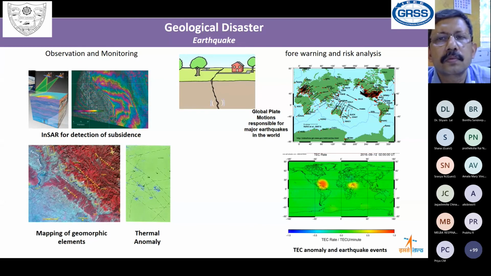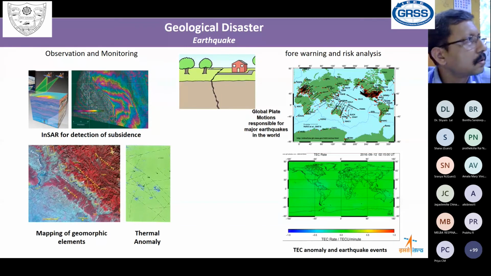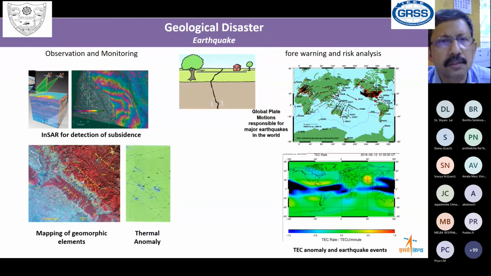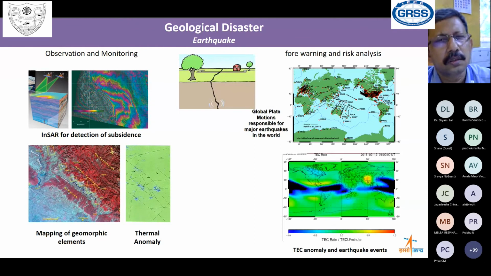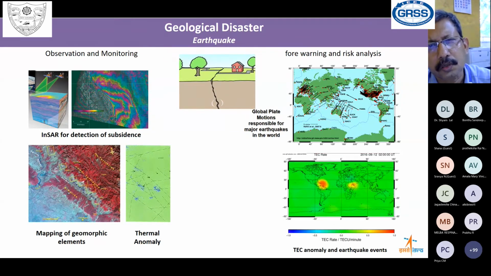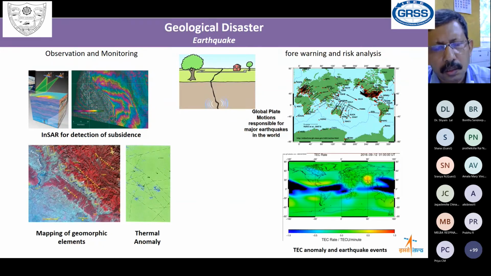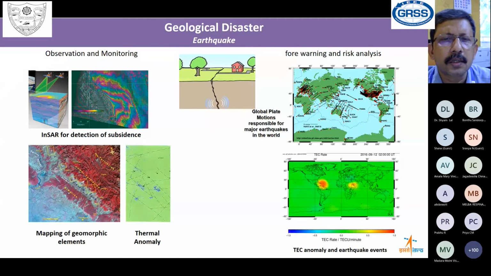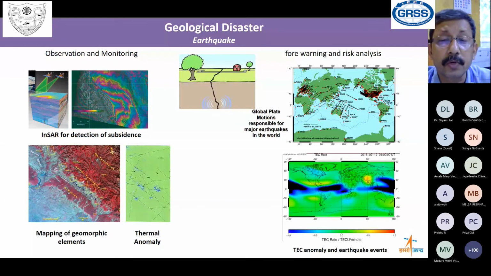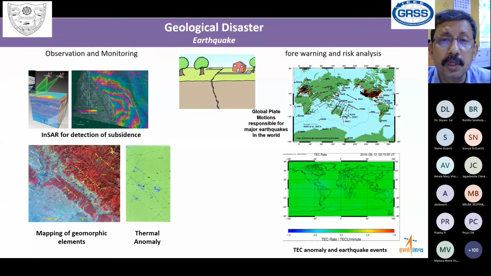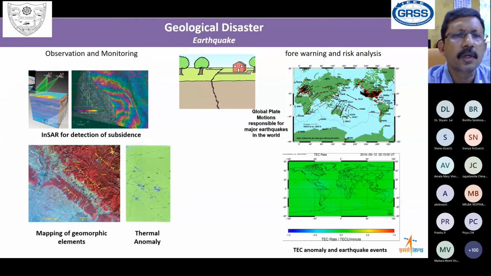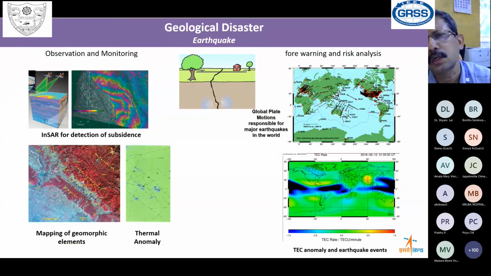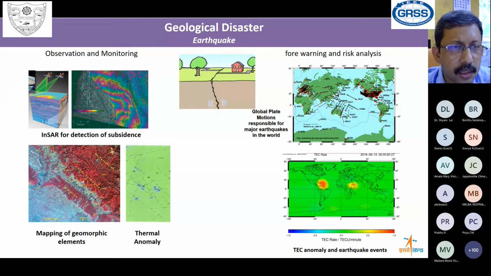Now let us talk of various disasters. So when we talk about disasters, the first thing which comes to our mind is the geological disaster. And when we talk about geological disasters, earthquake is one of the most spectacular geological disasters. And Earth observation, or the space technology, provides a lot of inputs in understanding this sort of geological disasters. So I'll just differentiate between two aspects: one is the observation and monitoring of the disaster, and the other one is the early warning system or risk analysis.